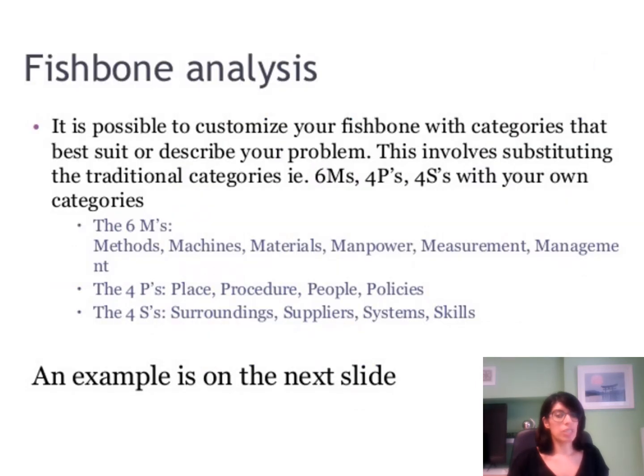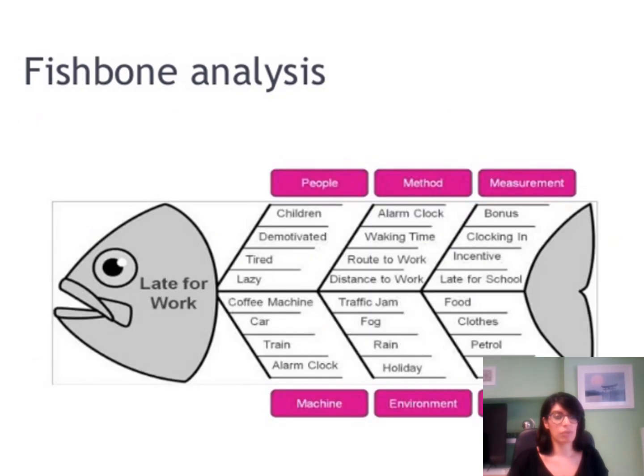So this particular diagram here in the slide before uses the 6 M's, but of course you could use the 4 P's: place, procedure, people, policies, or the 4 S's: surroundings, suppliers, systems, and skills. Let's take a look at a very simple example of a fishbone diagram. So the problem here is being late for work.